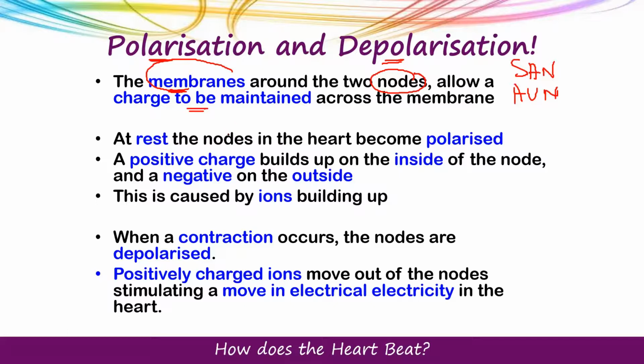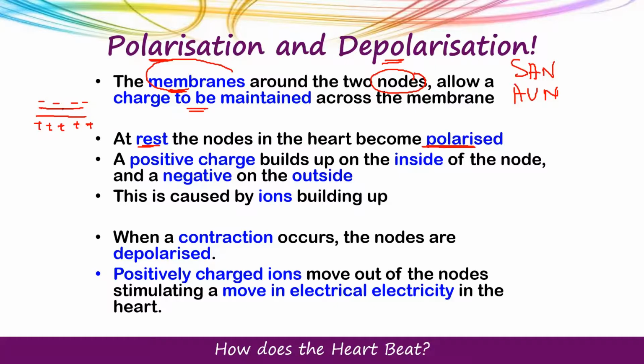At rest, the nodes in the heart are polarized, so they're charged. If this is the membrane, the positive charges start to build up inside and the negative charges build up outside. This difference in charges is what happens during rest, caused by the ions building up. So we have more positive charges inside and more negative charges outside.